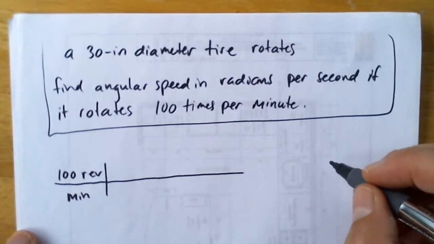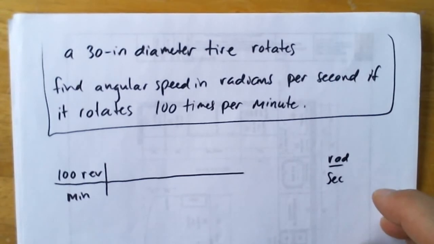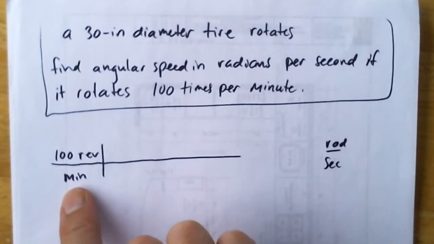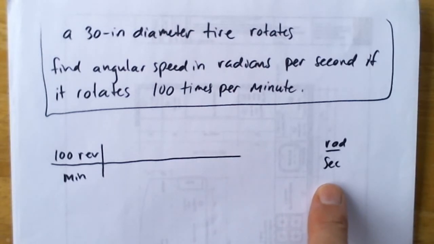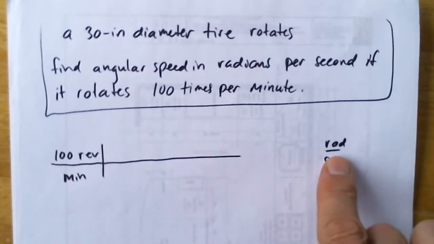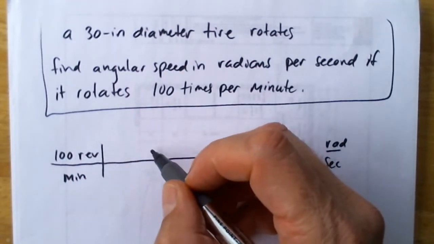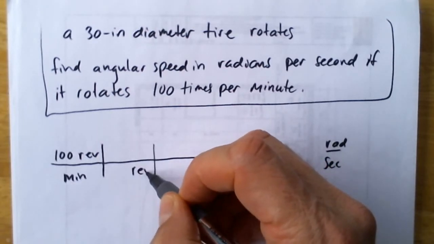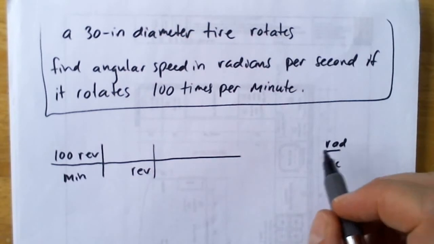Our goal is radians per second, so I think that's helpful to start. Make sure you write down what you're given and then write down the goal, and then you can just work on converting revolutions into radians and minutes into seconds. So revolutions, we don't want revolutions, we're going to cancel revolutions, and we want to get to radians.